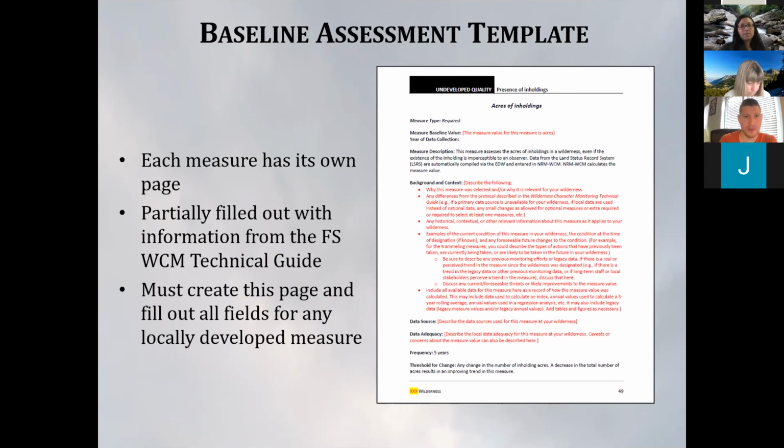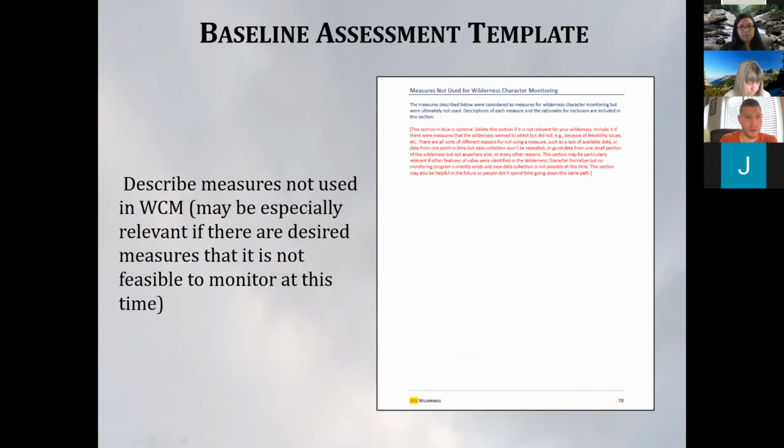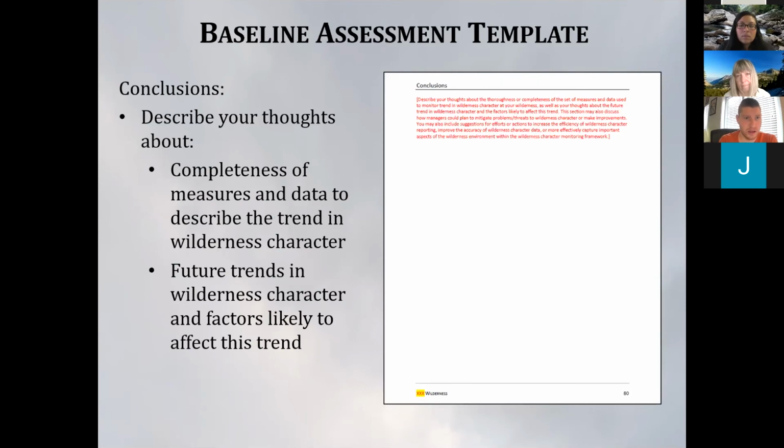It's already written in. And then we originally said optional here, but afterwards we thought, no, this really needs to be put in there. You want to talk about the measures not used for monitoring, and you'll talk more in the conclusions, but you can talk briefly about why those measures weren't used. It can have all sorts of reasons. We'll get into the conclusions. Speaking of which, here we go.